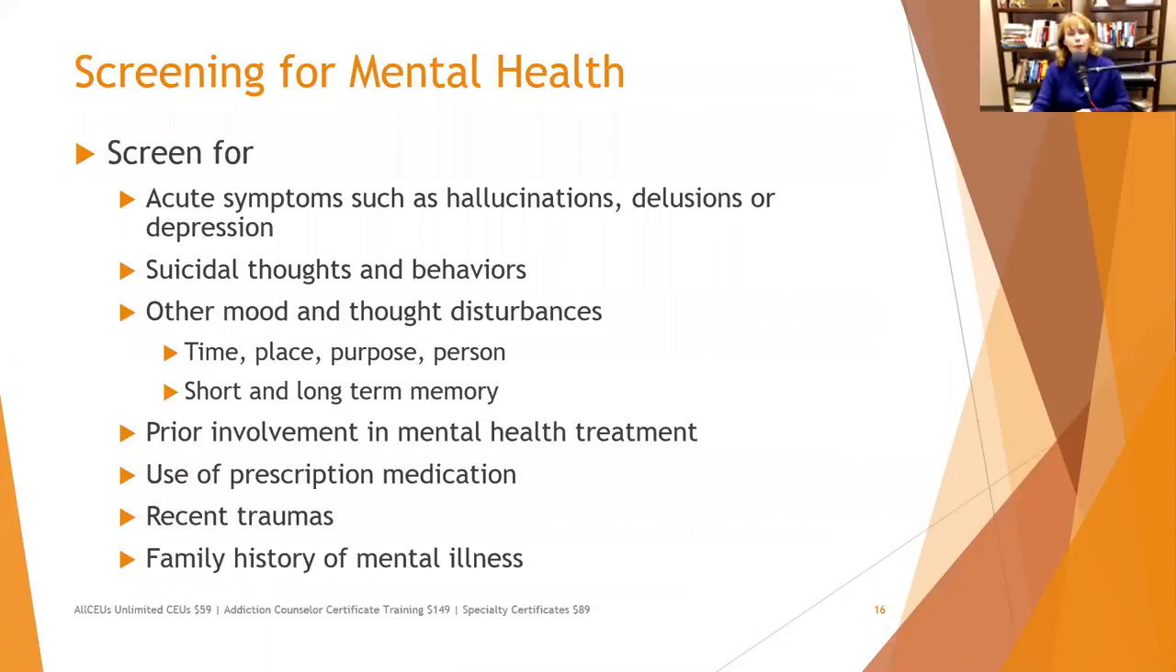You're going to ask them about prior involvement in mental health treatment, what worked, what didn't, if they have been in treatment. What prescription medications do they use? And this includes all prescriptions, because physical health prescriptions can have mental health side effects. Ask them about recent traumas. Again, don't get into it, but ask them if they've been victimized or experienced any sort of abuse. And a family history of mental illness. If they have a family history of mental illness, the chances of them developing mental illness are a little bit greater.